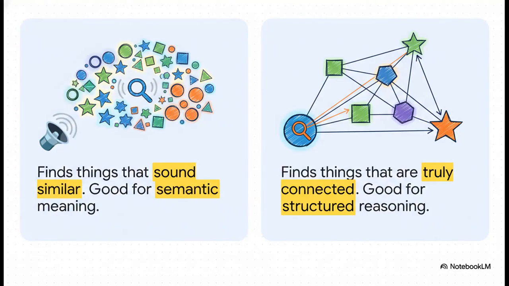Now, the standard way to do RAG is with something called vector search, which is great at finding text that sounds similar to your question. But a graph search does something fundamentally different and arguably more powerful. It finds things that are truly connected. It provides structured reasoning. It doesn't just give you an answer, it can actually show you how it got there, the path of facts that it followed.